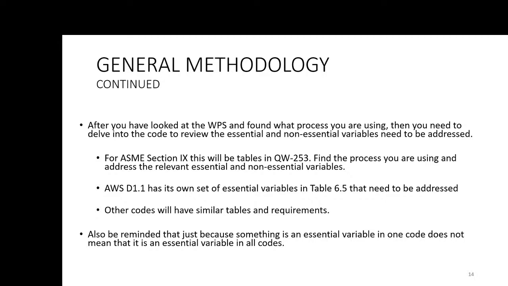So then after you've looked at the WPS and found out what process you're using, you need to delve into the code to review the essential and non-essential variables you need to address. For ASME, this is going to be in tables QW-253. There's a bunch of them. Each welding process has a table with all these essential and non-essential variables. D1.1 has its own set of essential variables, and that's in table 6.5 of D1.1, the 2020 version. And then other codes are going to have similar tables and requirements.